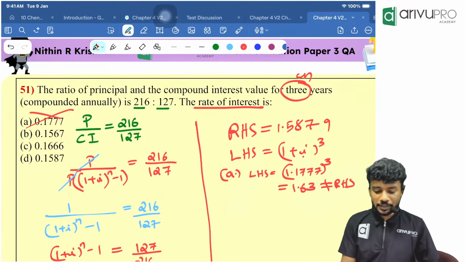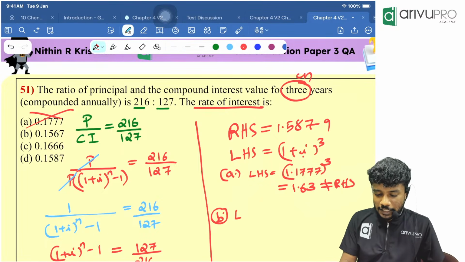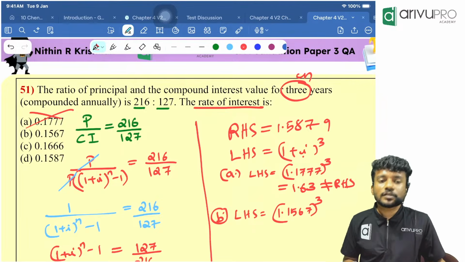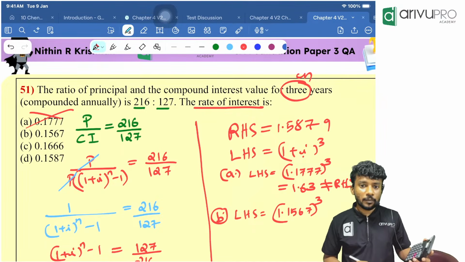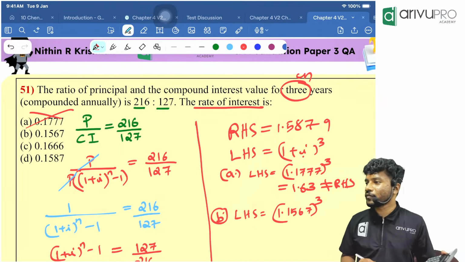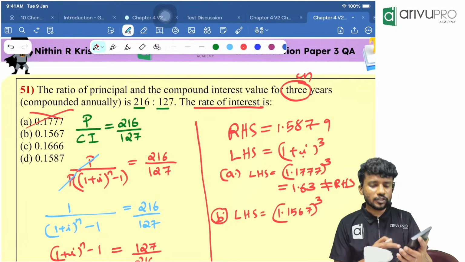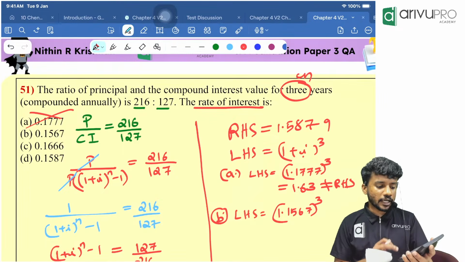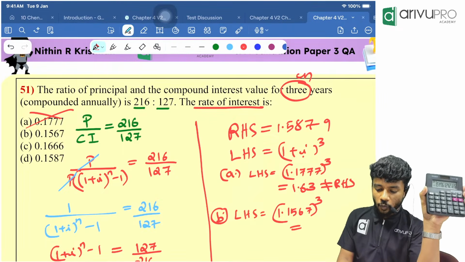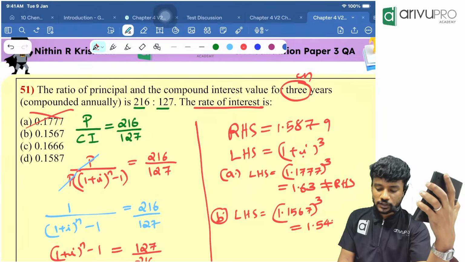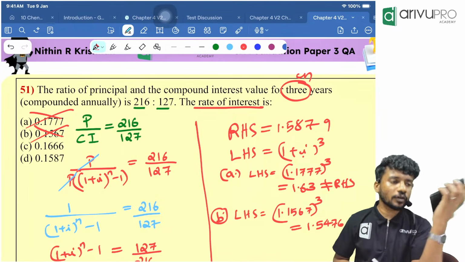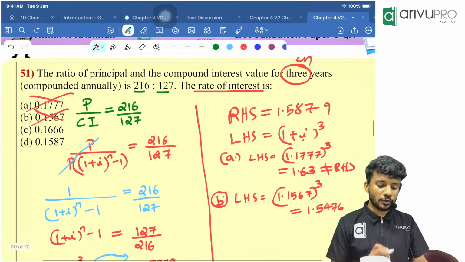Try option B. LHS is nothing but 1.1567, the whole power 3. 1.1567 multiplied 2 times. How much did you get? 1.5476. That is also wrong. Then the answer should be in between them.